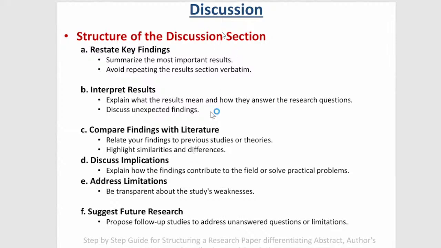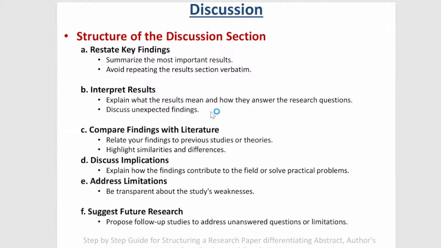We have to compare the findings with literature. We need to relate our findings to previous studies or theories, and highlight similarities and differences. In the literature review, we have discussed others' work. We have found the gaps, the anomalies and the limitations, and which gaps we are trying to address in our proposed research paper. So we found out the gap just after the literature review.